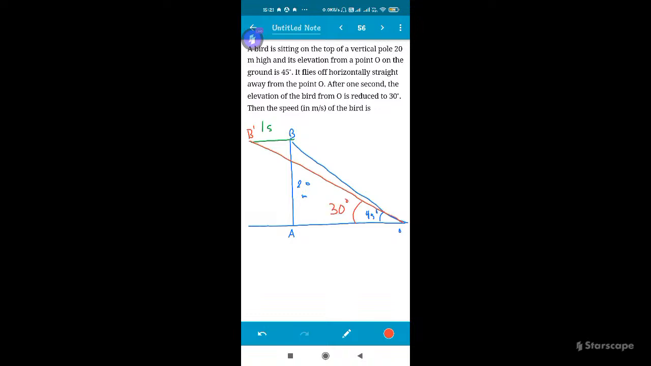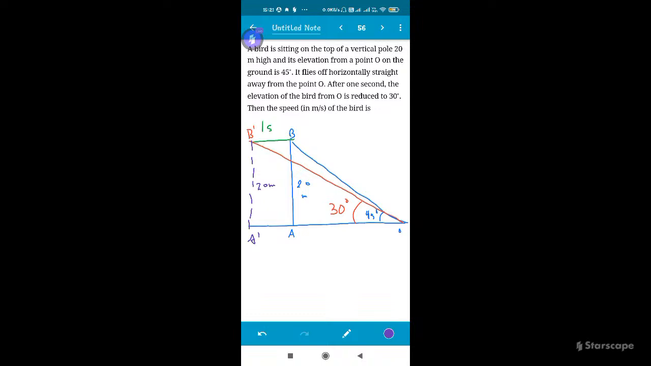Okay. And if we just join B dash to the ground and name it A dash, we see that BA and B dash A dash are equal in length because of the figure, because it is a rectangle. So this is also 20 meter. So what is your question now? You have to find the speed of the bird in meter per second. Okay, this is the question.